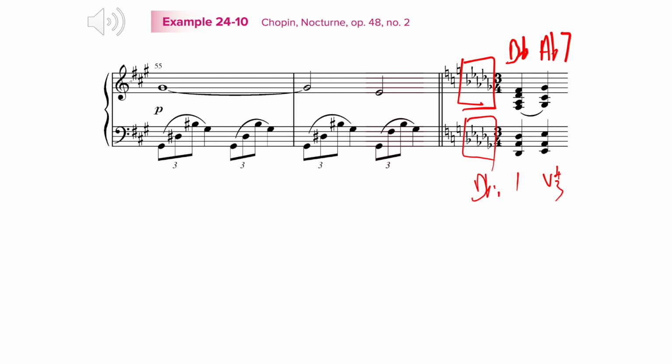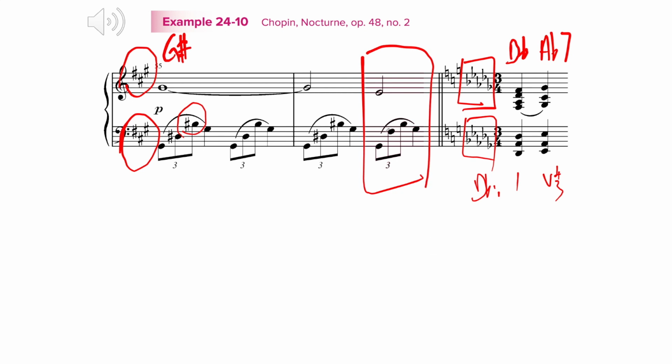But the first half, the beginning of the excerpt, seems to be in a different key. We have G sharp, D sharp, and B sharp, which is G sharp major. And if we take a look at this point, we have also the seventh of the chord. But we don't have D sharp. Instead of D sharp, we have E natural here.